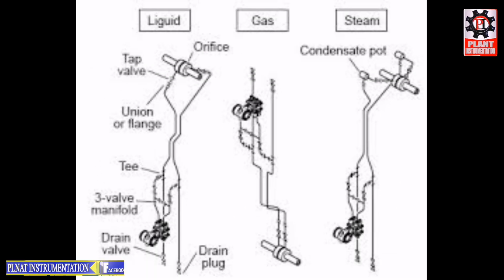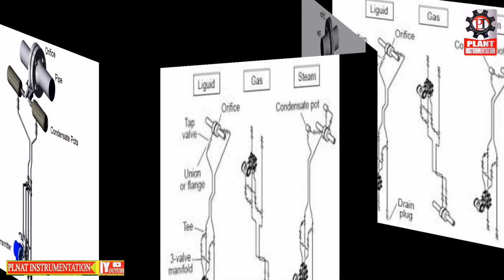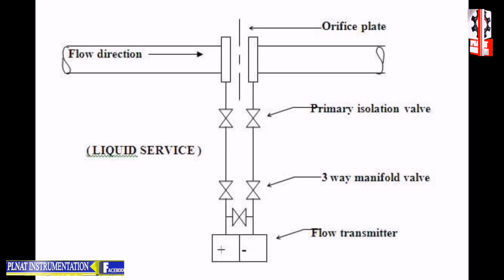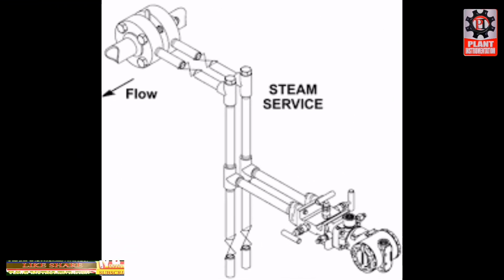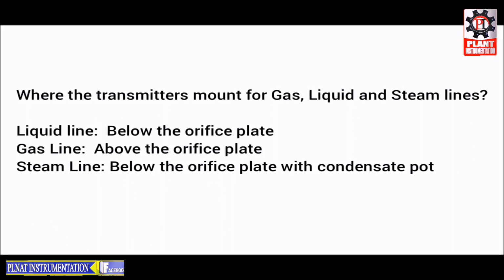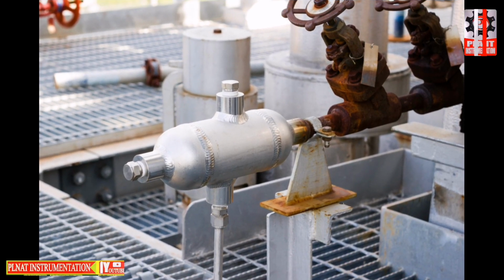Where is the transmitter mounted for gas, liquid and steam lines? Liquid line: below the orifice plate. Gas line: above the orifice plate. Steam line: below the orifice plate with condensate pot.